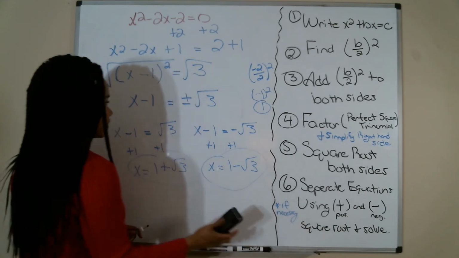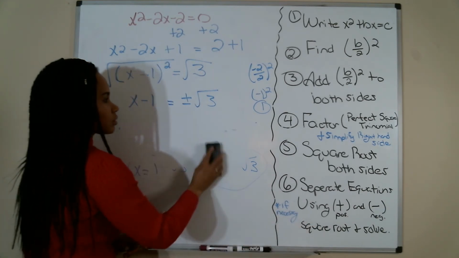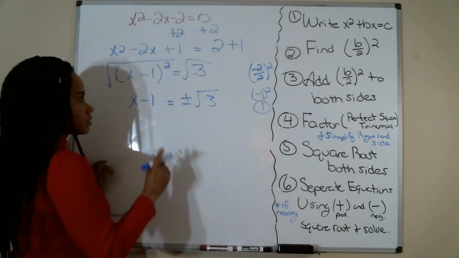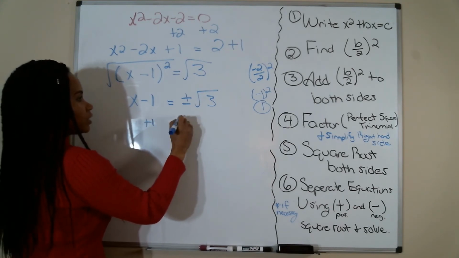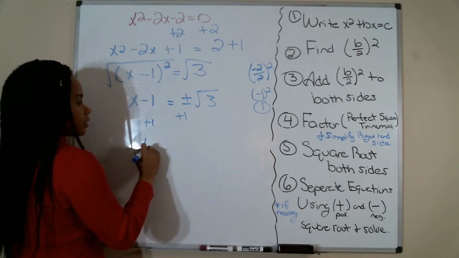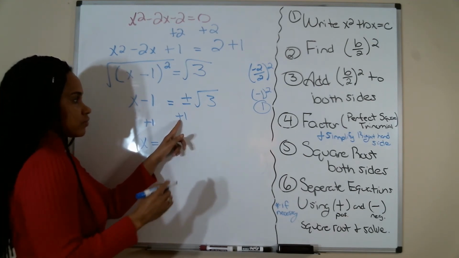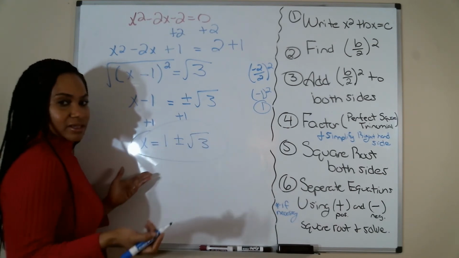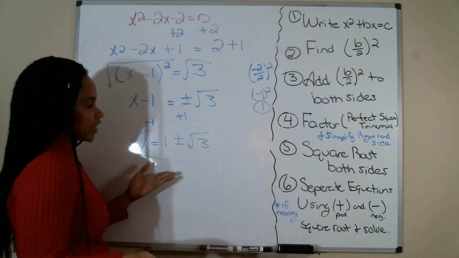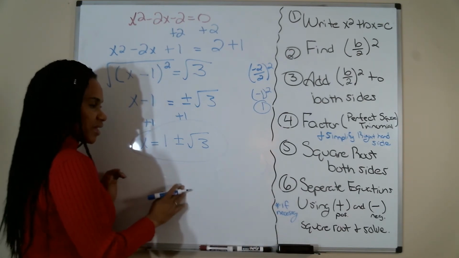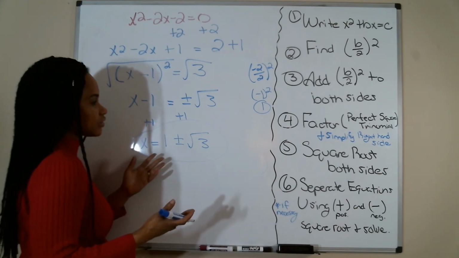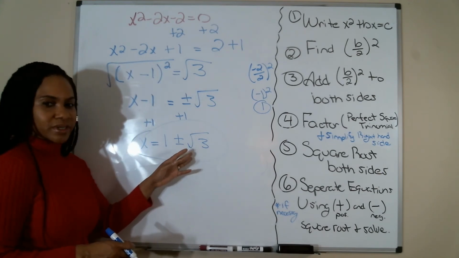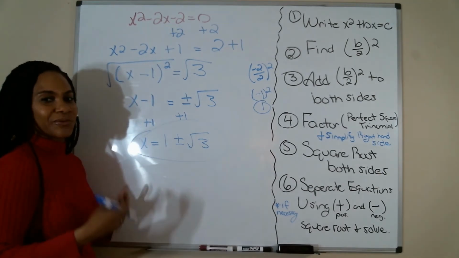Or you could do this. If you want to write it all as one piece, add 1, add 1. Isolate my variable. So that's positive 1 plus or minus square root of 3. And you could leave it like that. So depending on how your teacher prefers the answer, or if you're taking a test, how they want the answer, you could either leave it like that or separate it into 2 separate answers. But either way, 1 plus or minus the square root of 3 is the same as 1 plus square root of 3 and 1 minus square root of 3.